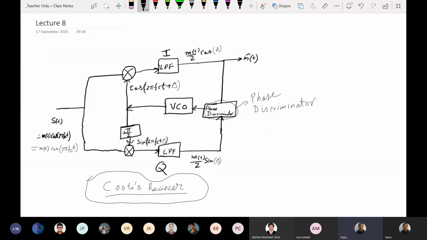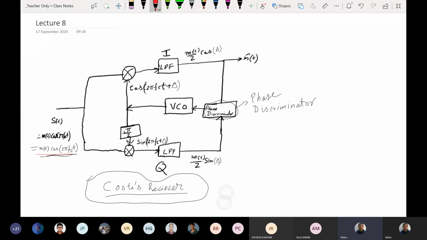Last time we discussed the problem we had in demodulating DSB suppressed carrier due to the phase difference, and this time we plan on addressing that. We receive s(t) equals m(t) cos 2 pi fct. This is the signal that we receive, and our local oscillator is generating a signal.